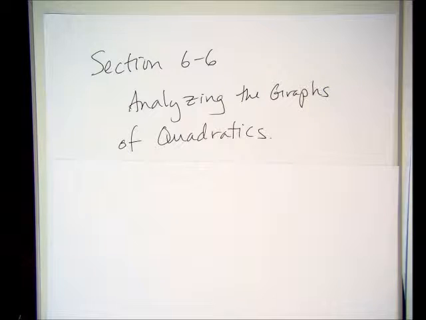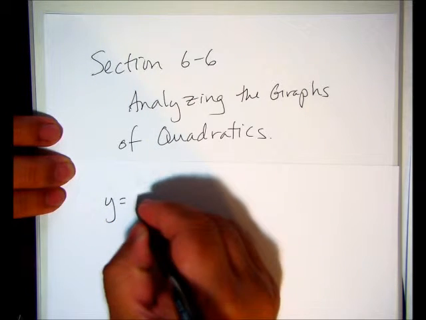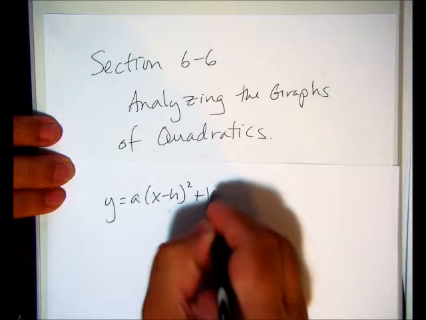Okay, welcome to section 6.6, analyzing the graphs of quadratics. We have graphed quadratics, or parabolas, before. This is a different technique. We're going to examine them in vertex form. The vertex form of a parabola looks like this: y equals a(x minus h) squared plus k.